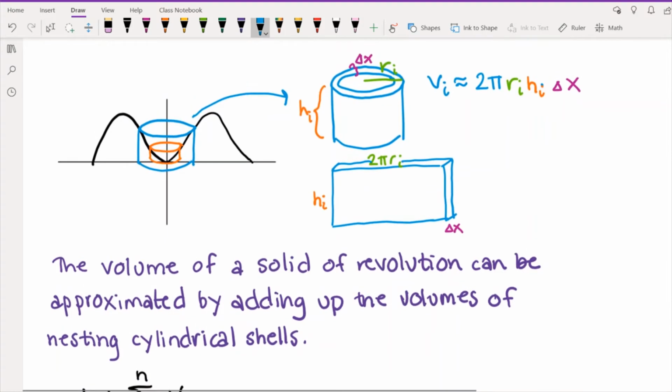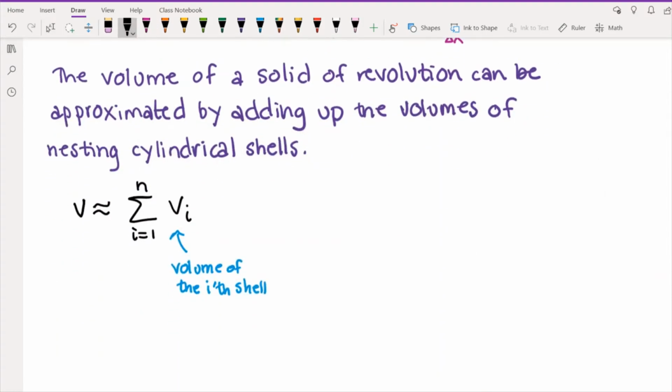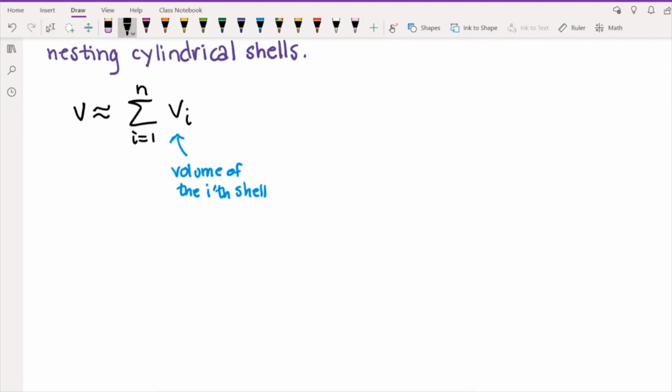So I'm just going to go in and put that into our sum here to get a little bit more specific. So another way of writing this would be the sum from 1 to n of, so we said 2 pi times the ith radius times the ith height, and then times delta x, which is the thickness.